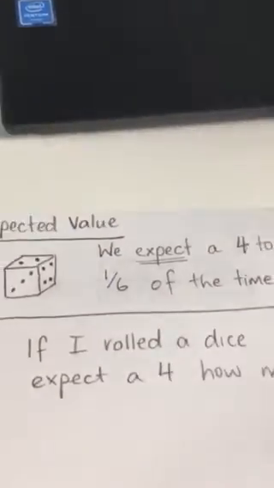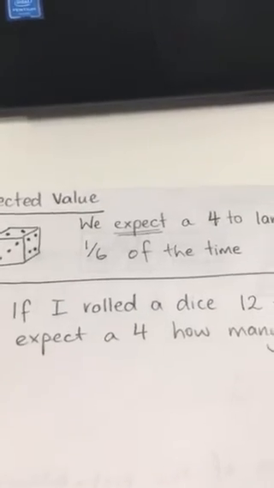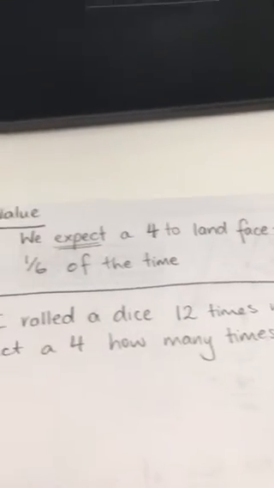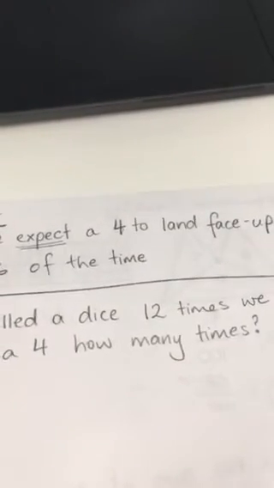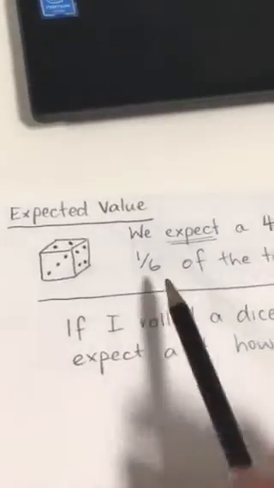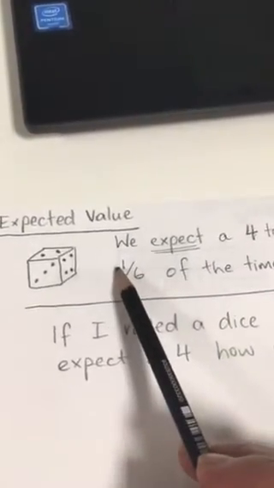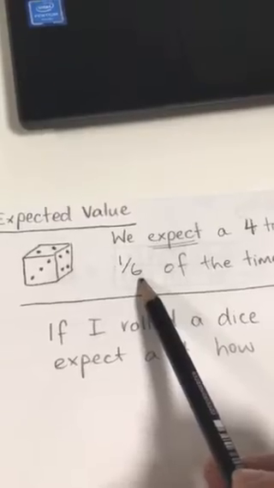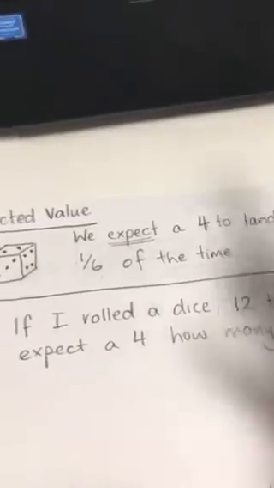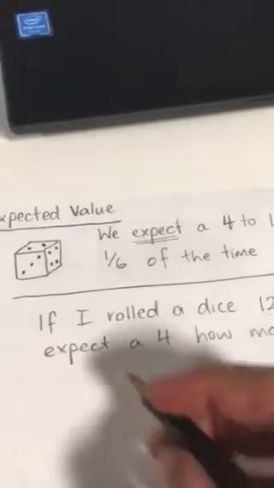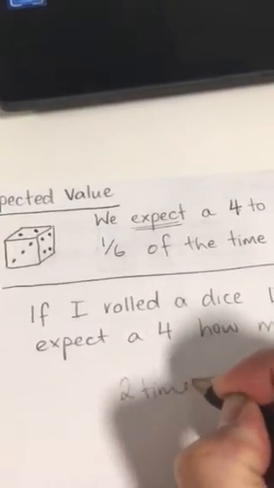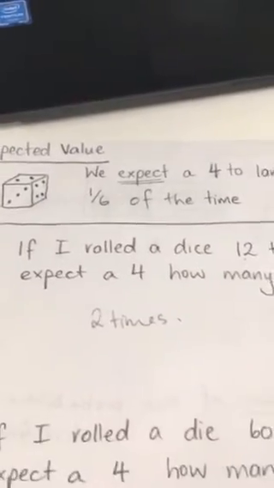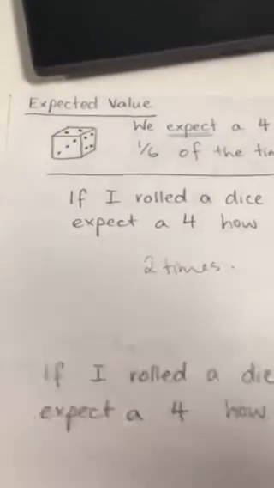So then the question can be posed, well, if I rolled a dice 12 times, we expect a 4 how many of those times? And most of us would do something along the lines of saying, well, I expect a 4 one time out of every 6, and now I'm going 12 times, so I'm just going to double my 1, and I'll say, oh, well, I expect it twice, 2 times. Cool, that works okay.